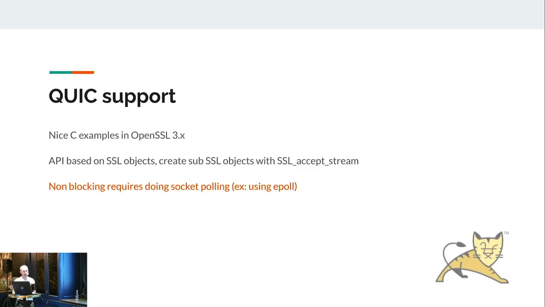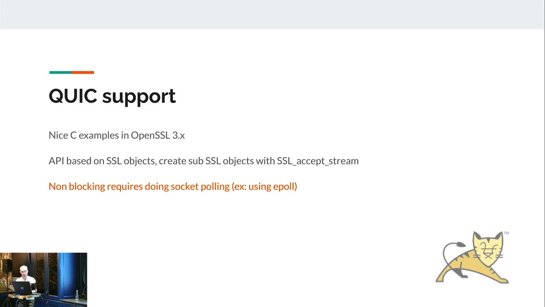Five minutes, okay. So another area that I looked at is QUIC support, because there are some really nice C examples now in OpenSSL. It's been appearing and it's getting more real, I think, in OpenSSL 3.3 and 3.4. So it's an API based on the current SSL objects that we are using, the SSL context and SSL engine, so that's really nice. Basically, it adds a few methods to that to handle the QUIC multi-stream thing, so that's very promising. However, the big roadblock right now is that for non-blocking, we still need to do socket polling on the actual socket pointers using the platform polling mechanism, so that's probably a no-go for Tomcat at the moment. So we'll see how it evolves, but that's kind of a blocker for QUIC support.